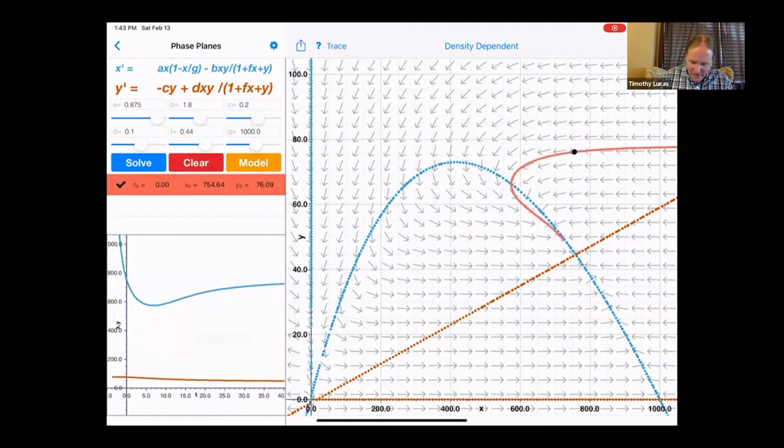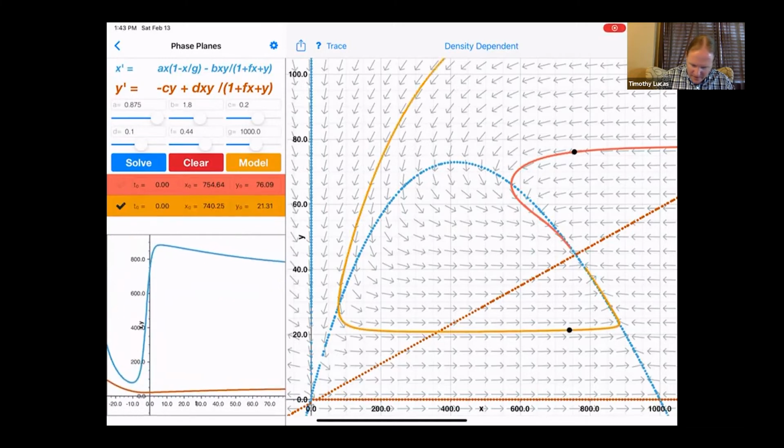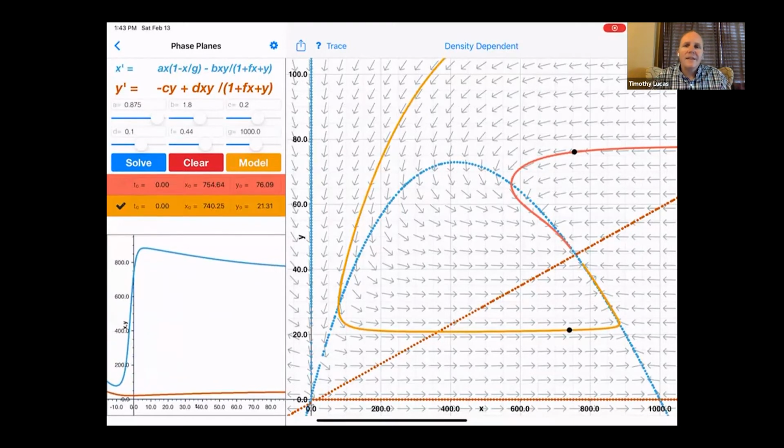You can tap and see that the different solutions are approaching that sink. So this is the phase planes activity.